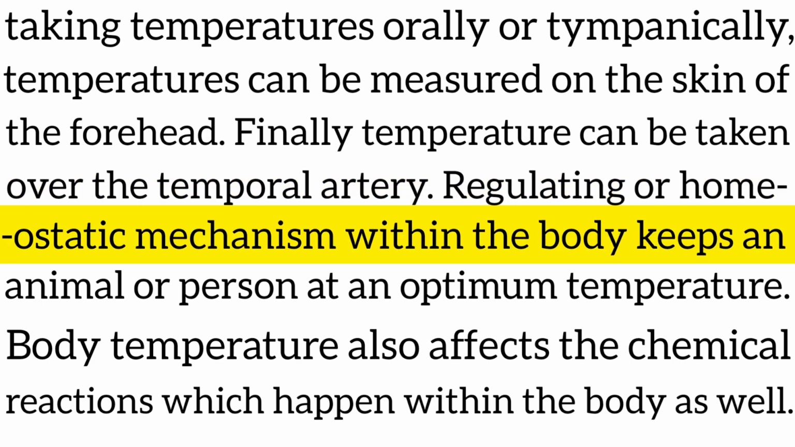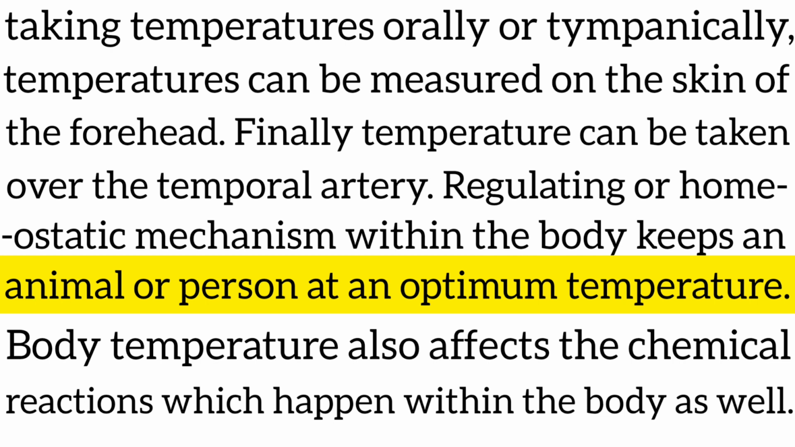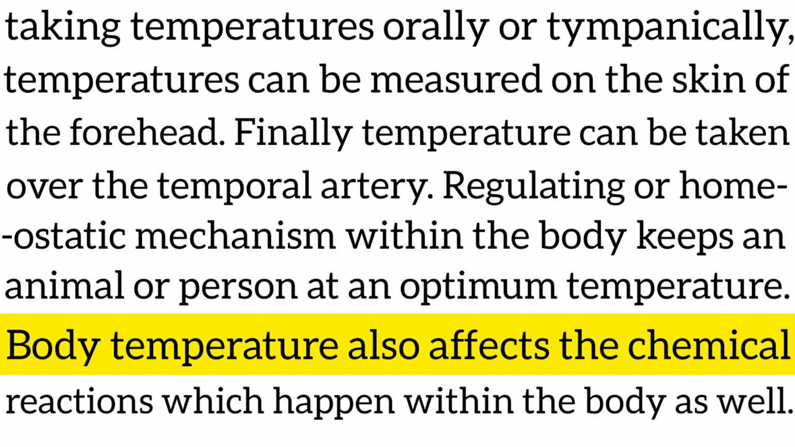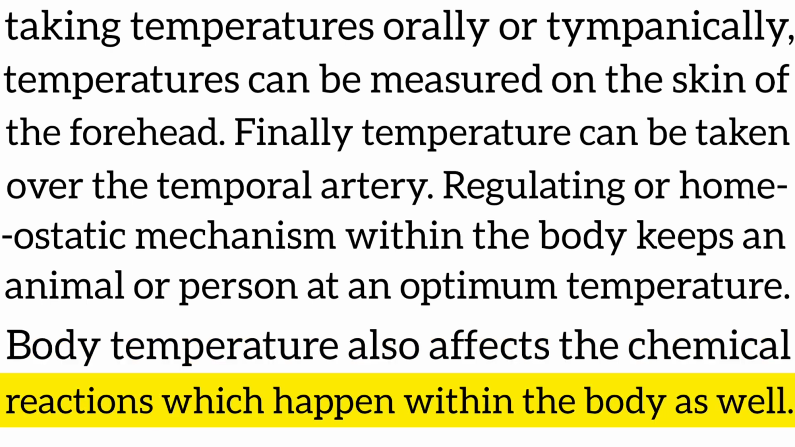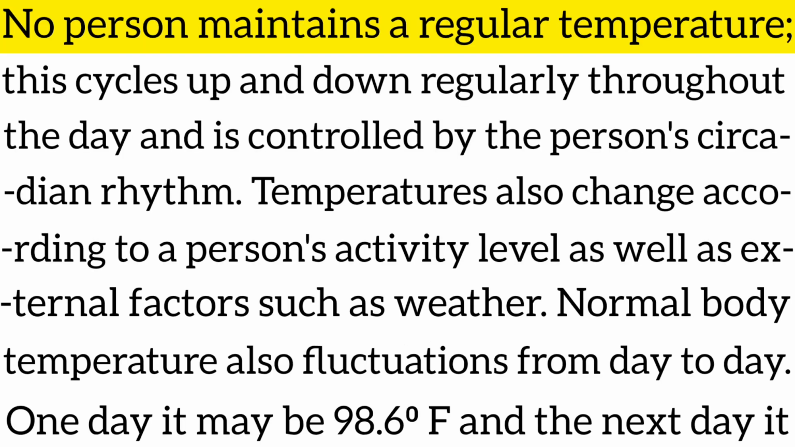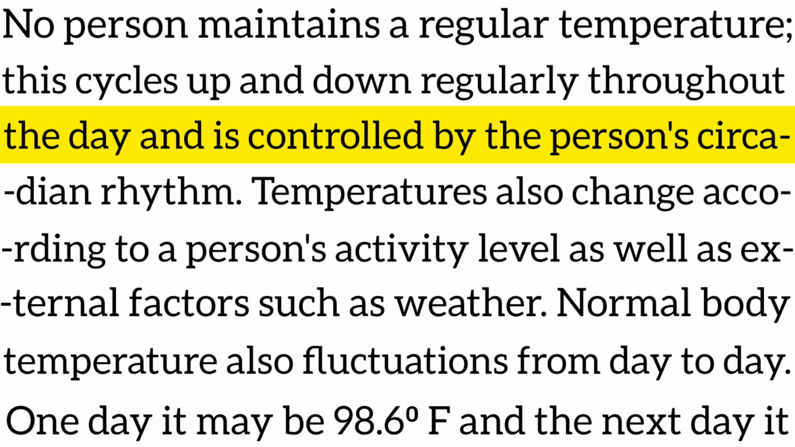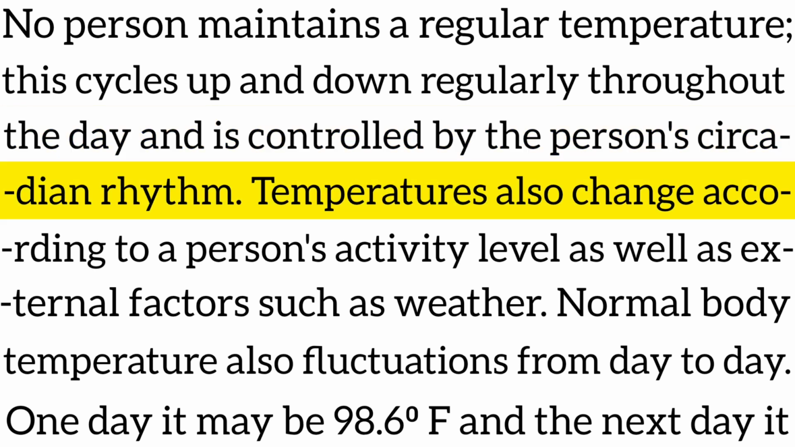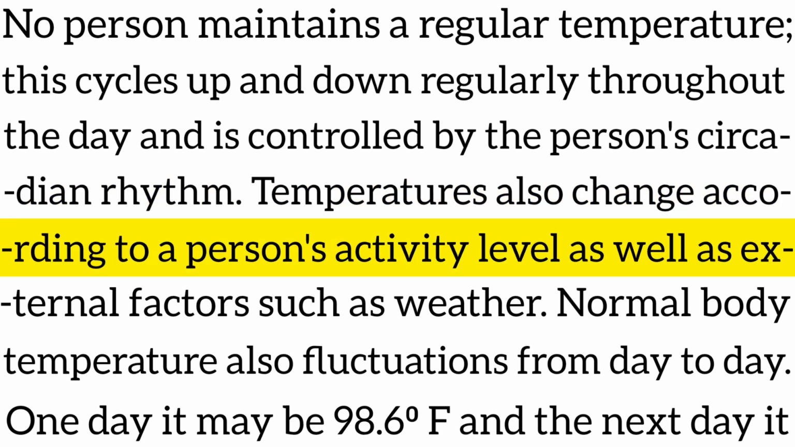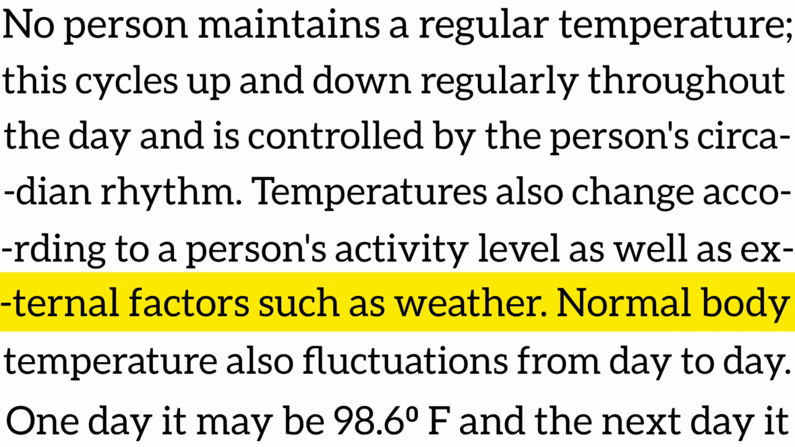Regulating or homeostatic mechanisms within the body keep an animal or person at an optimum temperature. Body temperature also affects the chemical reactions which happen within the body. No person maintains a regular temperature. This cycles up and down regularly throughout the day and is controlled by the person's circadian rhythm. Temperatures also change according to a person's activity level as well as external factors such as weather.